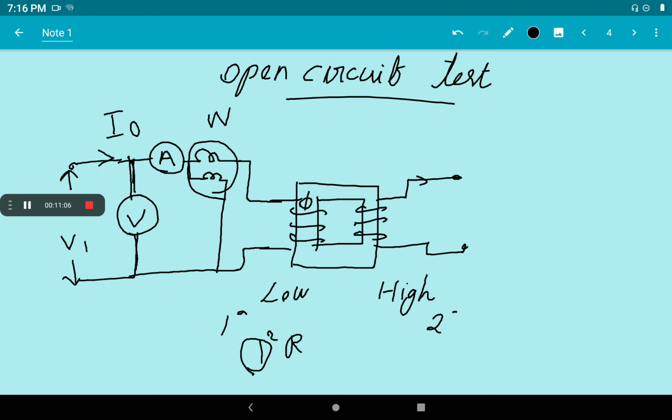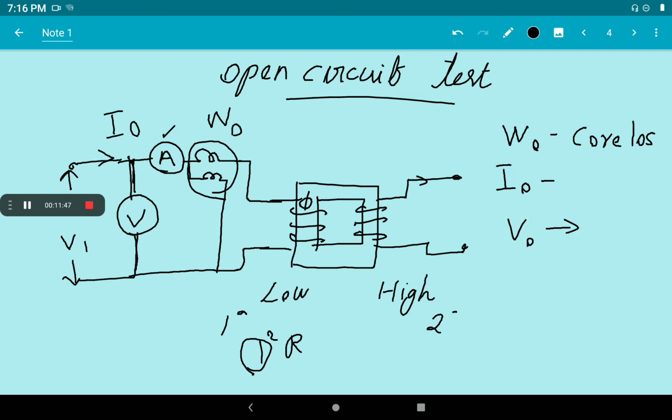So from the open circuit test, we determine the iron loss and the no load current I0. W0 we represent as the no load power, and it represents the core loss. Then I0 is the no load current, which is given by the ammeter, and a rated voltage is applied.